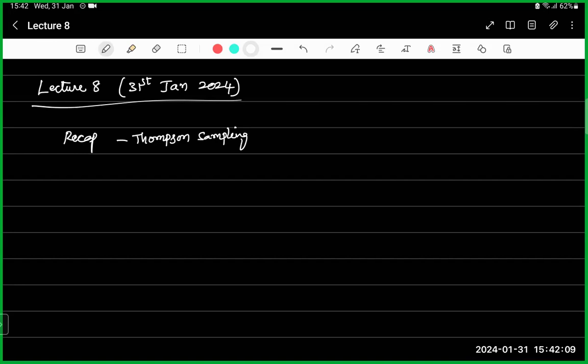Instead of looking at mu bar alone, we are looking at mu bar plus some epsilon. We choose epsilon such that with high probability the true mean lies between mu bar minus epsilon and mu bar plus epsilon. Then in Thompson sampling, what did we do? We maintained some belief about what our true mean is. So we were maintaining a distribution on what our true mean could be.